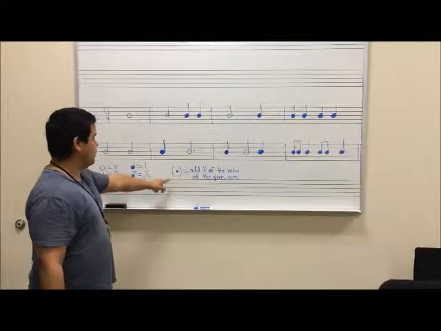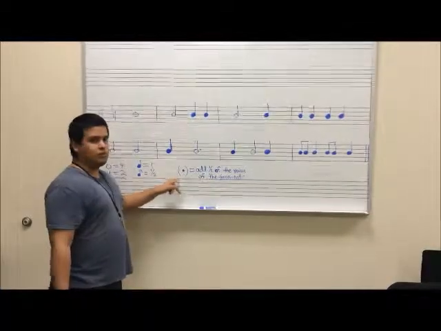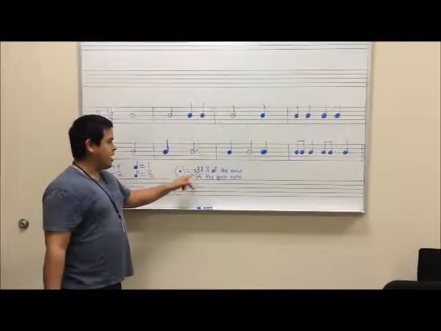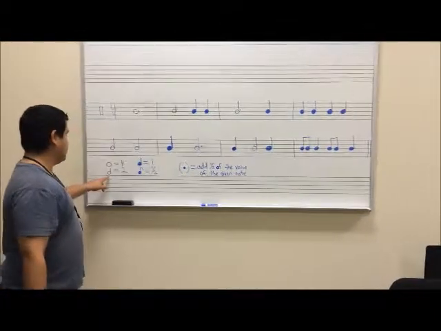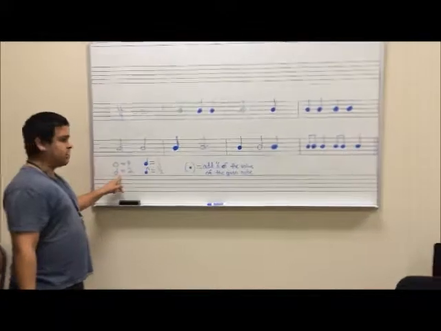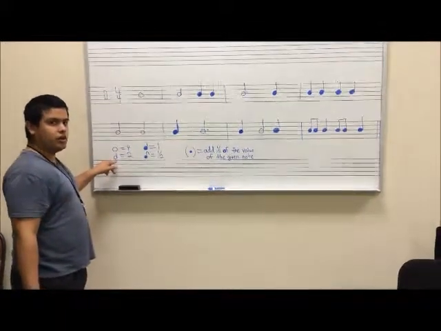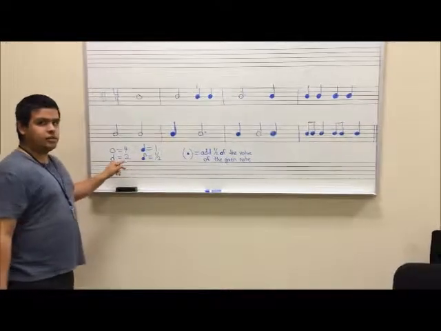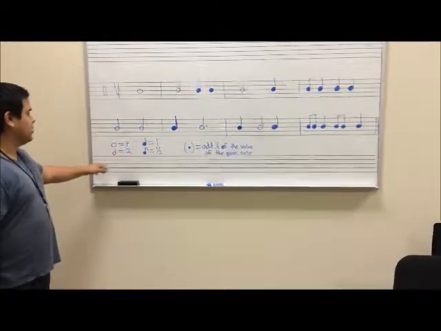And here I added this to our legend just because we have some notes that have it. The dot simply means you add half of the value of the given note. So for example, if we have a half note and it has a dot to the side, we just add 2 plus half of that, which is 1. So in total, it's going to be 3 beats in the measure.